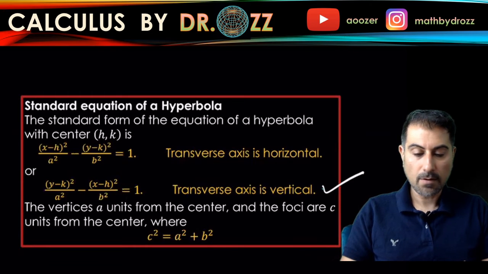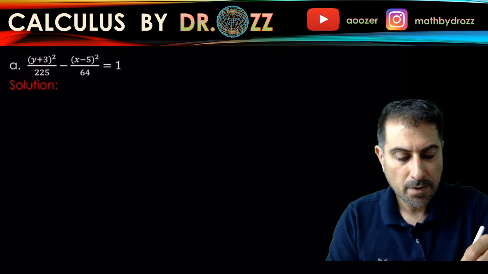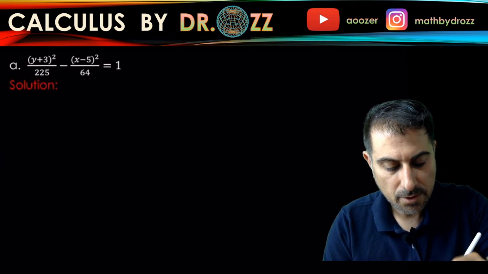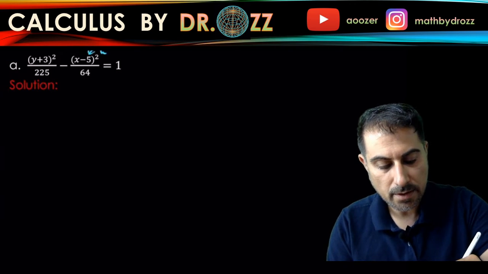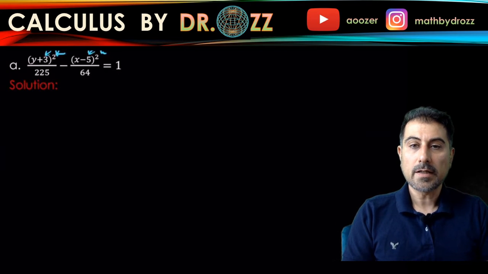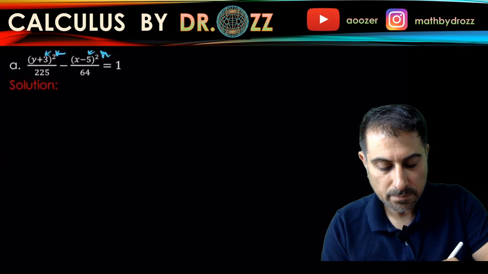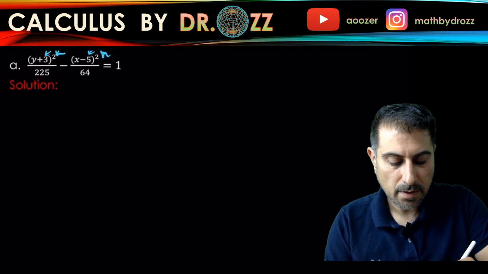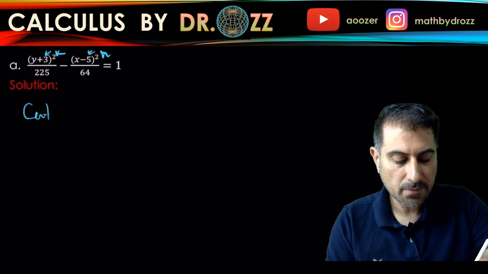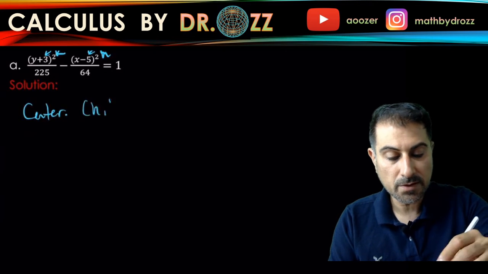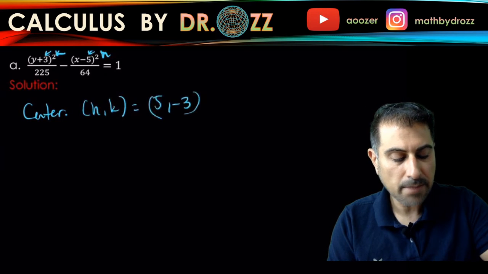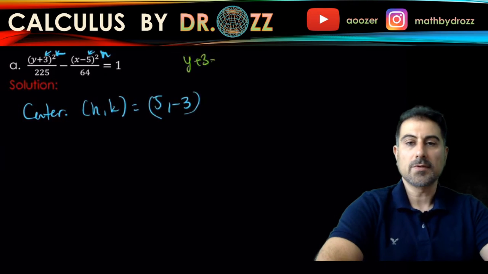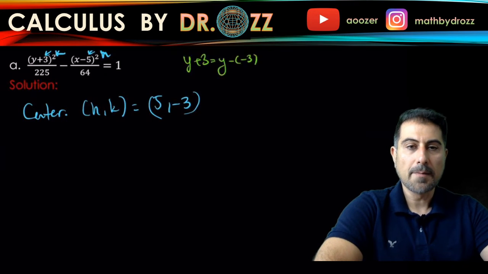And here is your h, and here is your k. Okay, so h and k are given like this, and so the center is the coordinates h and k, 5 and -3, because here y plus 3 is y minus (-3). Just keep that in mind. So the k is in fact -3.